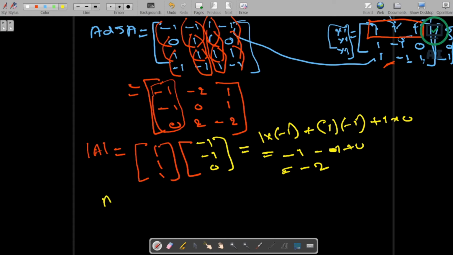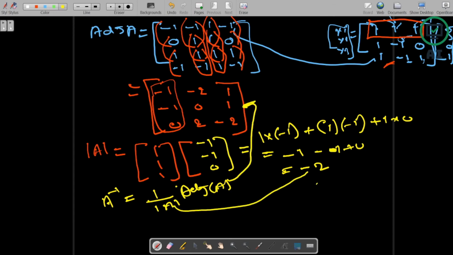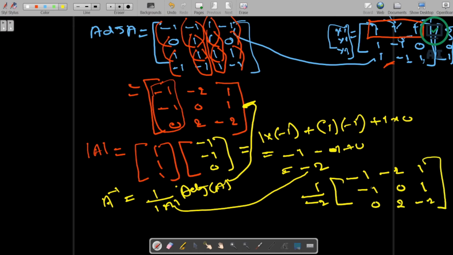So what is A inverse? A inverse is 1 over the determinant of A times the adjoint of A. So we got the adjoint of A, this, and this is the determinant. So what you have to do: 1 divided by minus 2, and then minus 1 minus 2 1, minus 1 0 1, and then 0 2 minus 2. You have to divide this one.